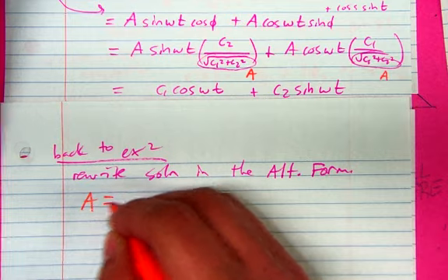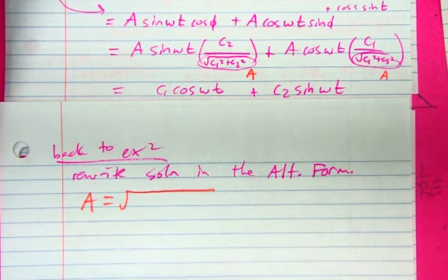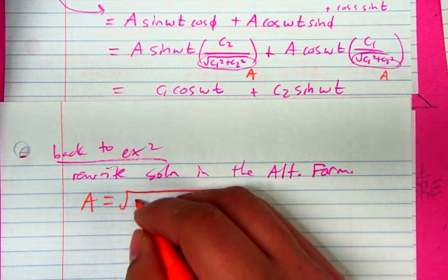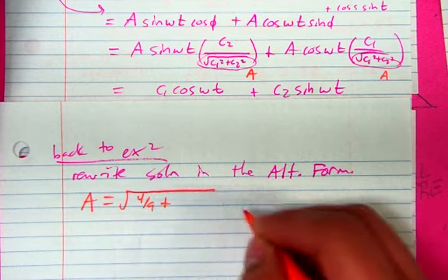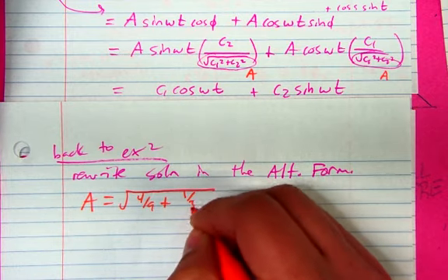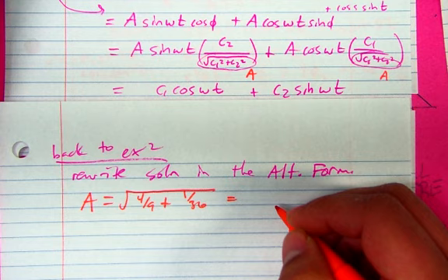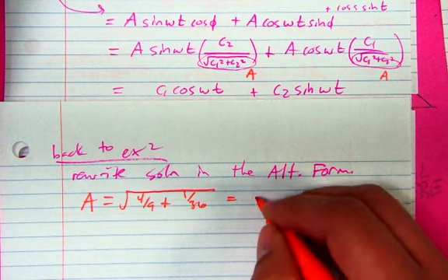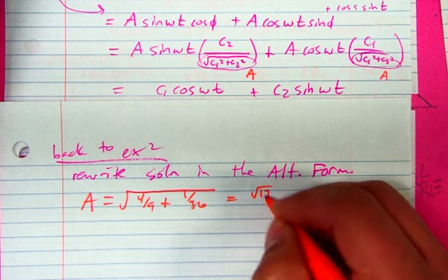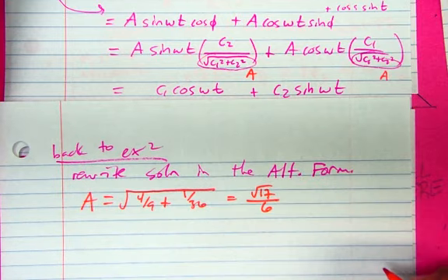A will be, let's see, C1 was 2/3, so that'll be 4/9, plus 1 over 36, which is going to be 16 plus 1, so root 17 over 6.